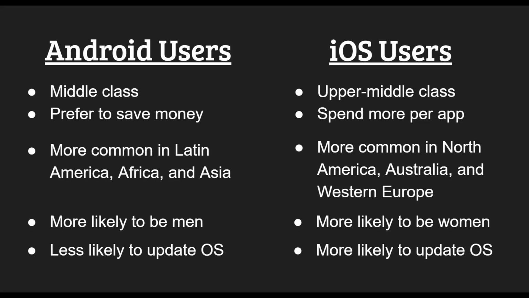Android users are also less likely to update their operating system. A recent study uncovered that over 50% of Android users were using an operating system that was 2 or more years old. iOS users, on the other hand, are more likely to update their operating system. If developing for Android, more time might be spent ensuring the app remains compatible with older operating systems.